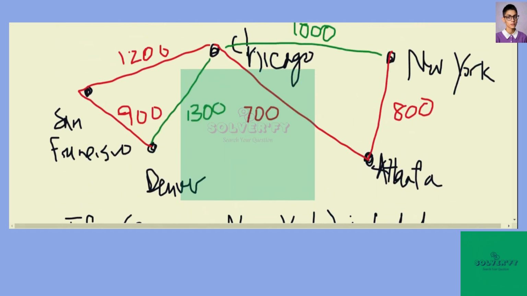So it follows that the second least expensive communication network is going to be the network with the $1,200 edge removed and the edge from Chicago to Denver included. So our second least expensive network is going to look like this. I'm going to draw it in blue. So we have from San Francisco to Denver, and then from Denver to Chicago, and then Chicago to Atlanta, and Atlanta to New York.